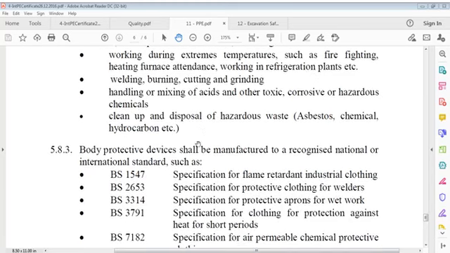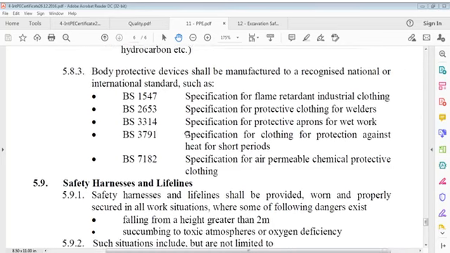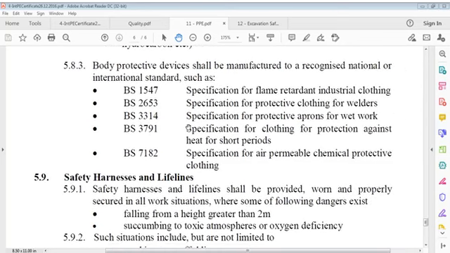Body protective devices shall be manufactured to recognized national or international standards: specification for flame retardant industrial clothing, BS 1547; specification for protective clothing for welders, BS 2653; specification for protective aprons for wet work, BS 3314; specification for clothing for protection against heat for short periods, BS 3791; specification for air permeable chemical protective clothing, BS 7182.